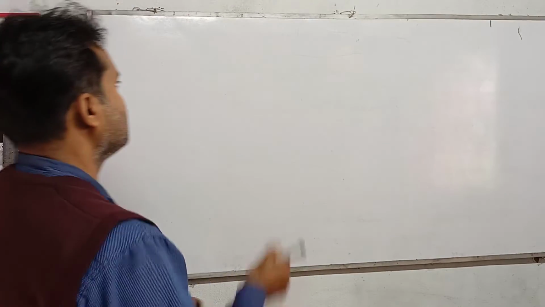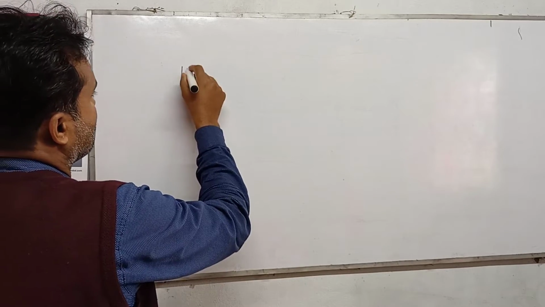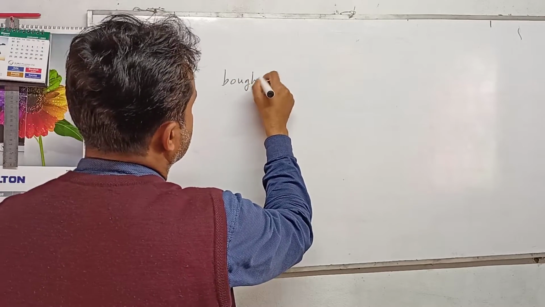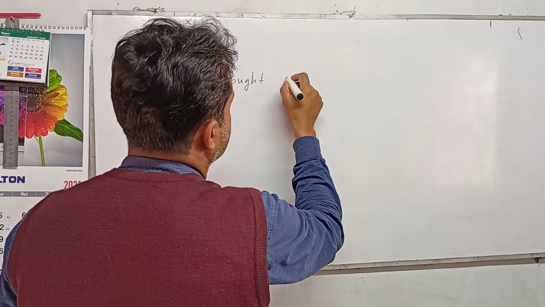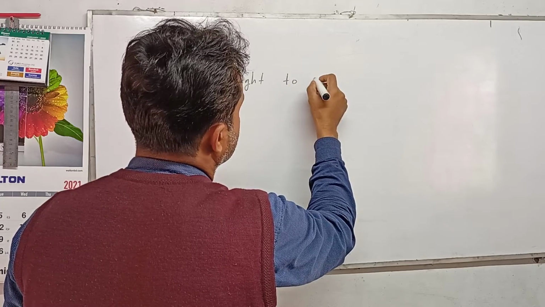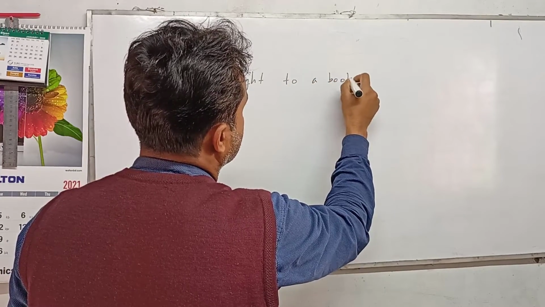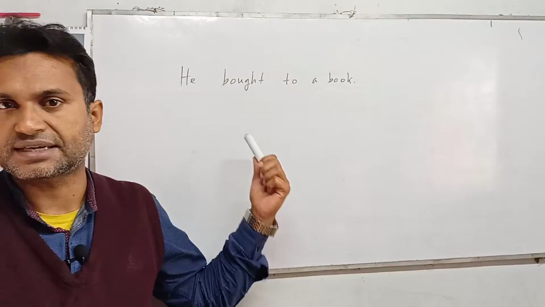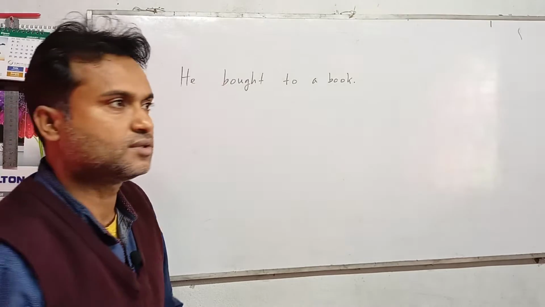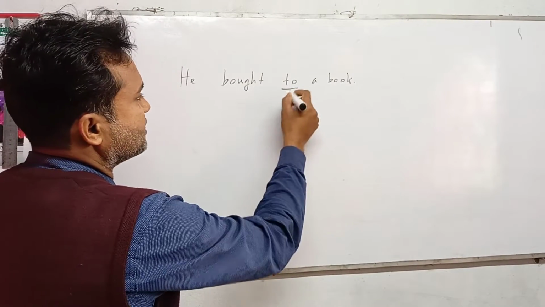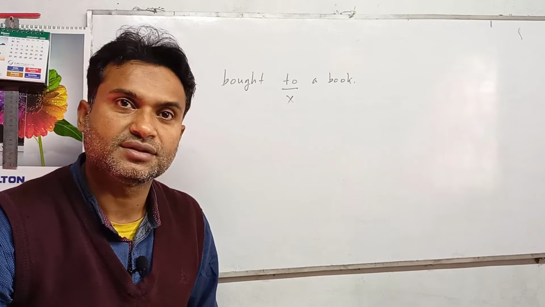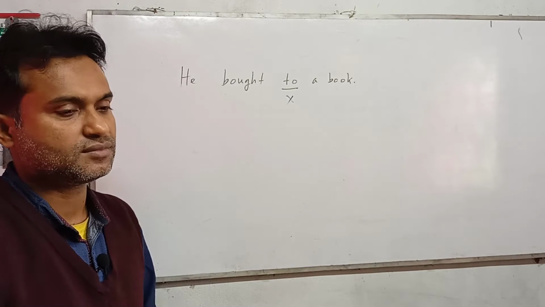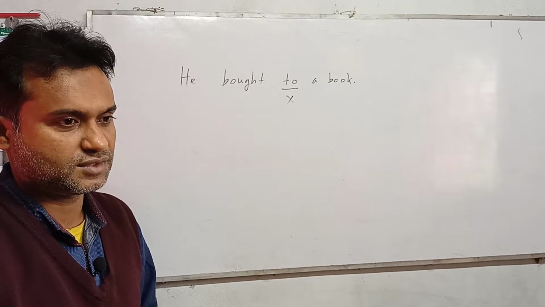For example, I have written the sentence, he bought to a book. First of all, you have to find out whether it is the correct sentence or the wrong sentence. You are right, this is wrong. But why? The meaning does not fit. What is the meaning? He bought to a book. So you are right.